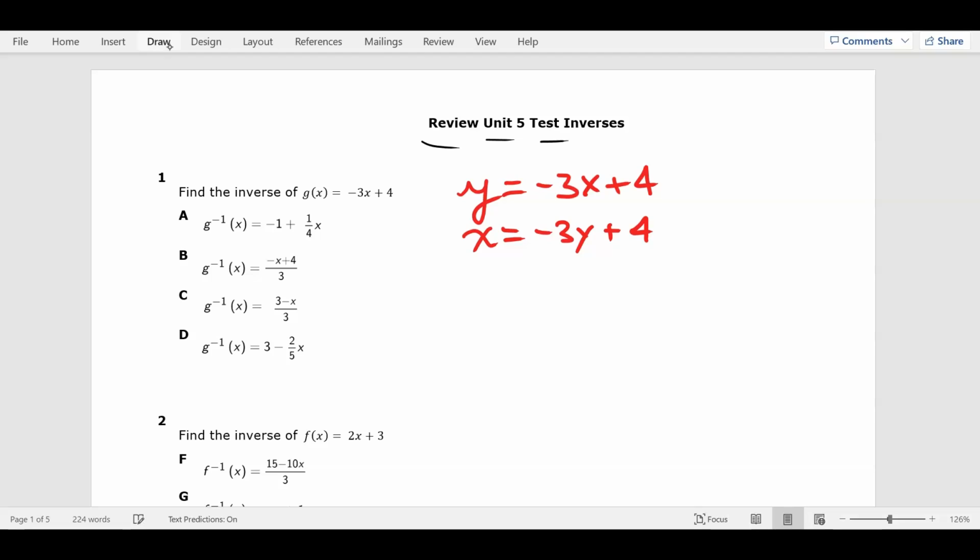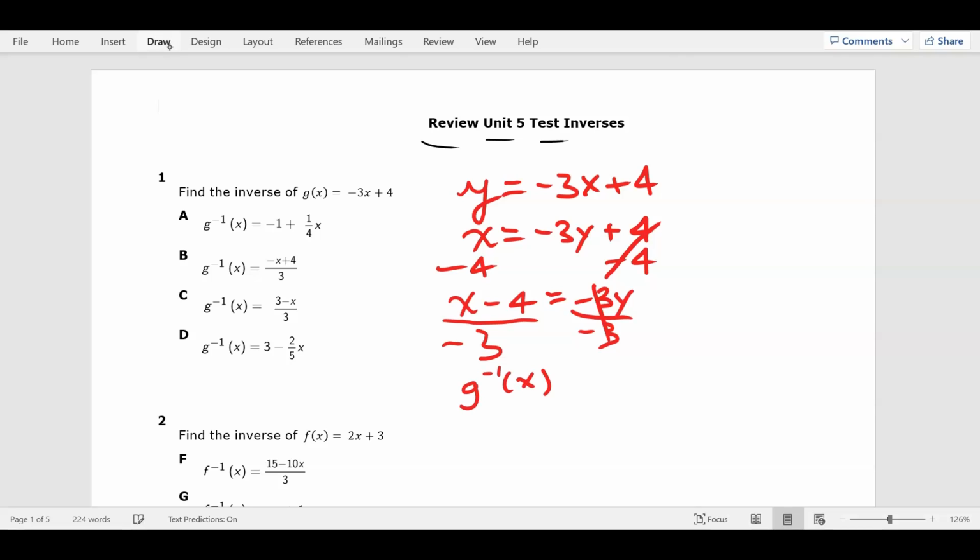To get y by itself, I get rid of the loner, plus 4, by subtracting 4. And remember, x minus 4 is x minus 4. And then bring down negative 3y. To get rid of the negative 3 in front of y, we divide by negative 3. Divide by negative 3. Okay, so cancel out. That's my final answer. I write it as an inverse function, x minus 4 over negative 3.